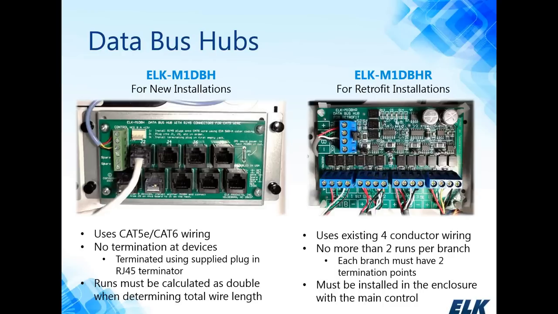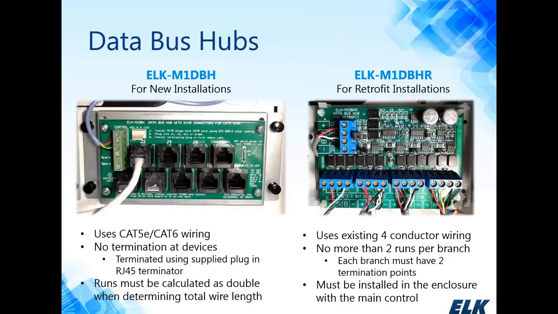The ELK M1 DVHR is for retrofit installs which may have existing 4-wire home runs and it's not possible to rewire them. You can use the retrofit hub in existing 4-wire home runs. Once again, there's 4 branches, and each branch on the retrofit hub is basically its own RS-485 data bus. And the retrofit hub is an active device, and it's basically the traffic cop to manage all the data coming from the devices back to the M1. Whereas the DVH is a passive device. I mean, the daisy chain is done internally on the circuit board.